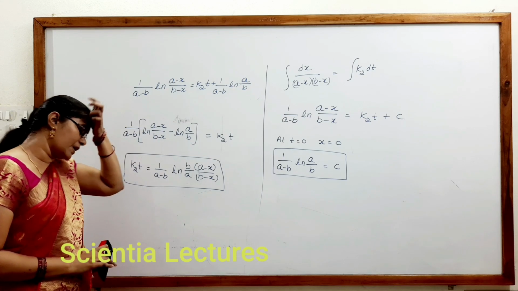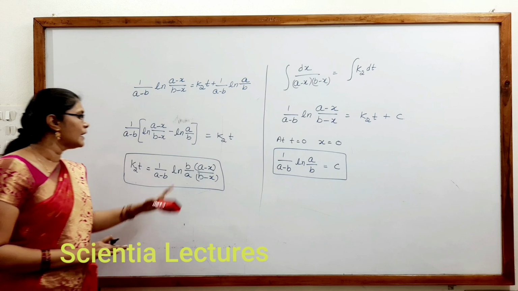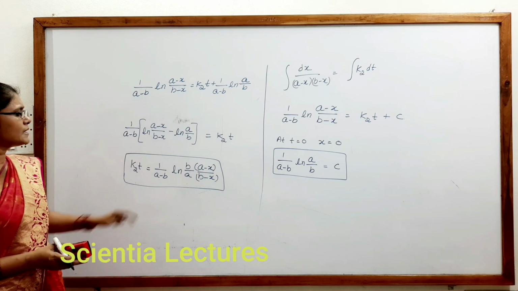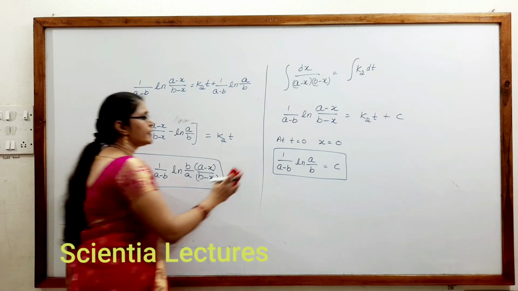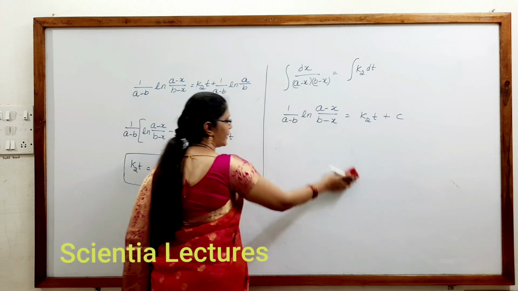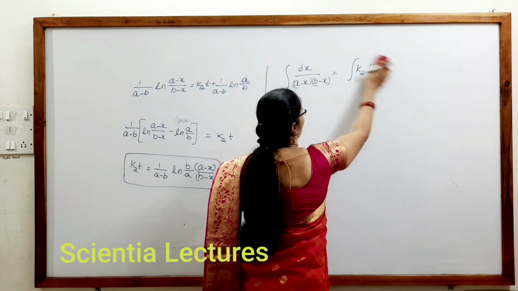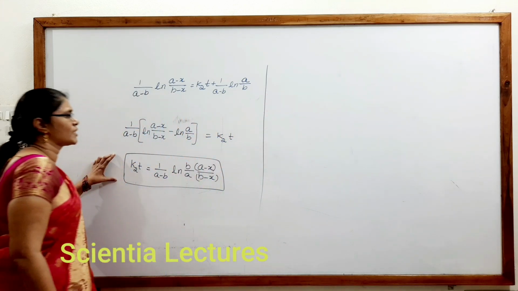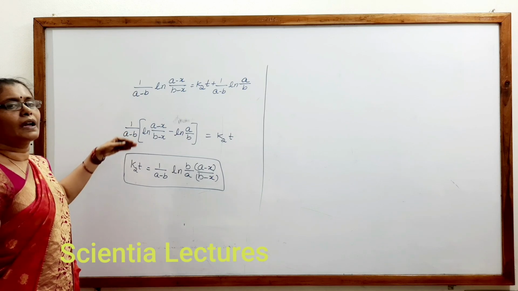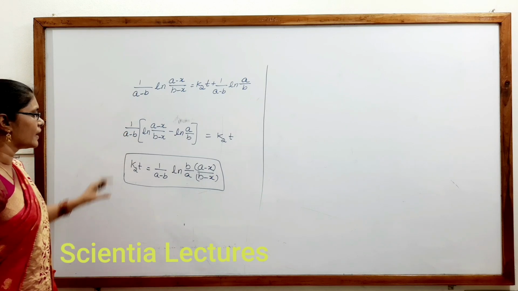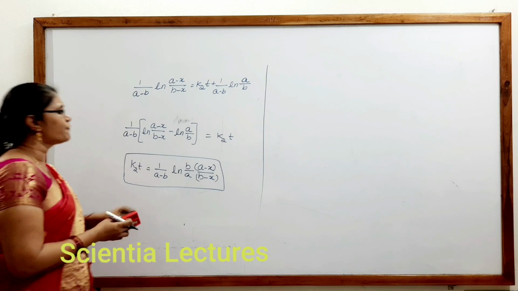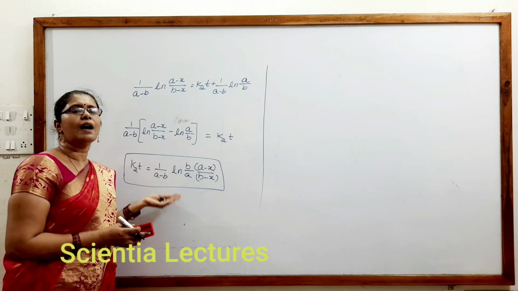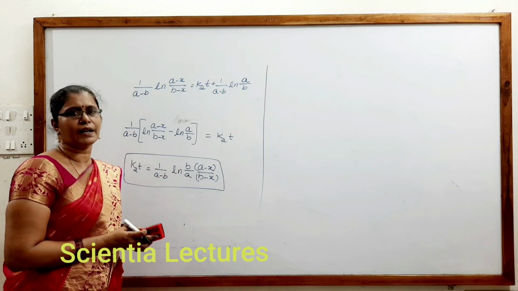So k2 t must be equal to 1 by a minus b ln b by a minus x by b minus x is the rate equation of a second order reaction A plus B gives rise to product, starting with different initial concentrations. Check that carefully, how to get the equation. In this, suppose we take any one of the reactants in excess, let us see how we will get a pseudo first order reaction.